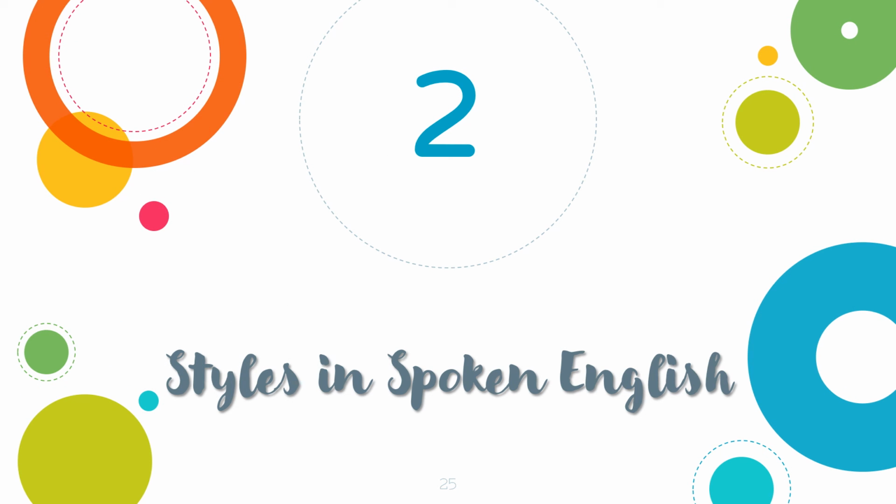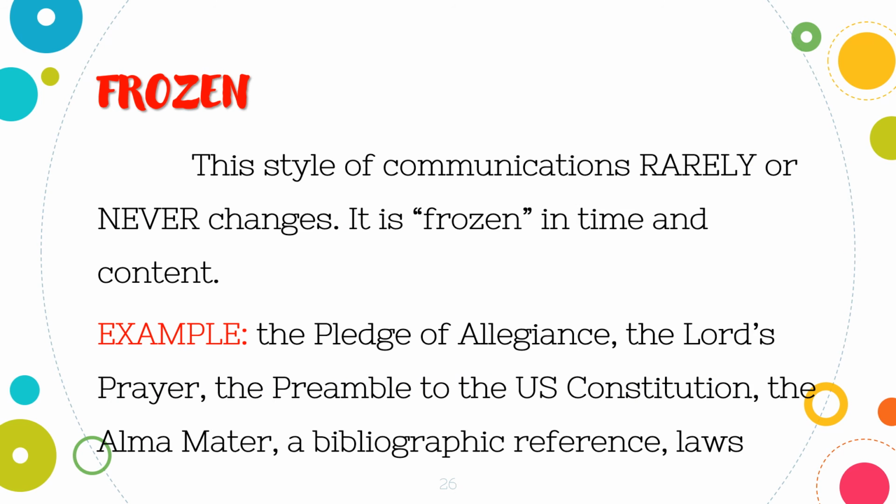Let's proceed to the styles in spoken English. The first style is frozen. From the word frozen, it never changes or rarely changes. It is frozen in time and content. The language used in the Pledge of Allegiance, the Lord's Prayer, the preamble to the U.S. Constitution, the alma mater, or even in a bibliographic reference or laws are examples of frozen.